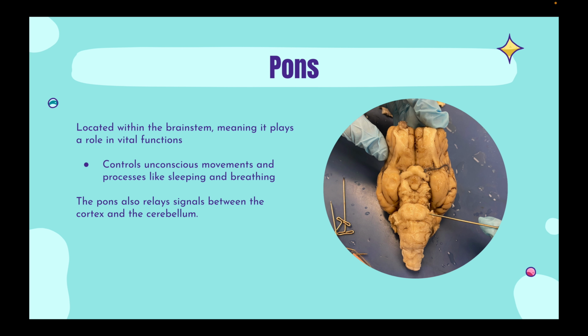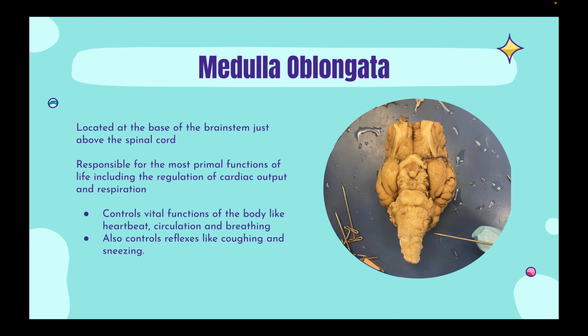The pons is located in the brainstem, meaning it plays a role in vital functions. It controls unconscious movements and processes like sleeping and breathing, and the pons also relays signals between the cortex and the cerebellum. The medulla oblongata is located at the base of the brainstem just above the spinal cord. It is responsible for the most primal functions of life, including the regulation of cardiac output and respiration. It controls vital functions of the body like heartbeat, circulation, and breathing, and it also controls reflexes like coughing and sneezing, which don't get relayed as much.